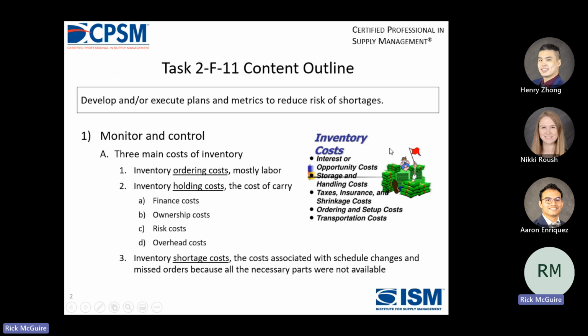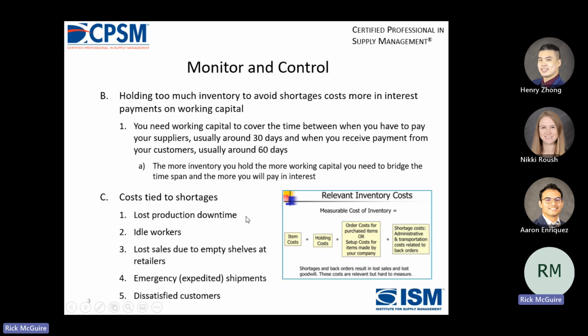Here's another look at the same thing. It just breaks them out in a little bit different groupings. This is how ISM breaks them out. Inventory shortage costs: the costs associated with schedule changes and missed orders because the necessary parts weren't available. You'll see this often. We try to put some contract language in there that says, if you miss trucks, we can charge you. Most suppliers won't go for it, but we try.